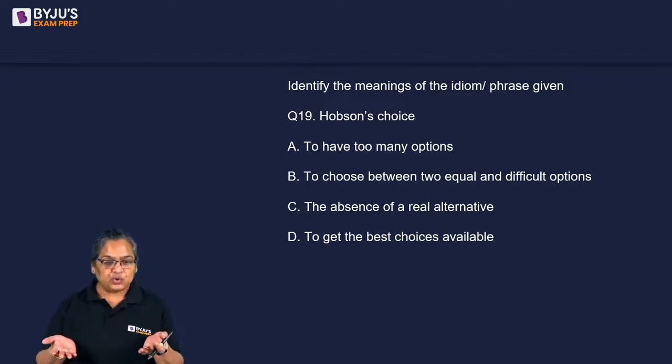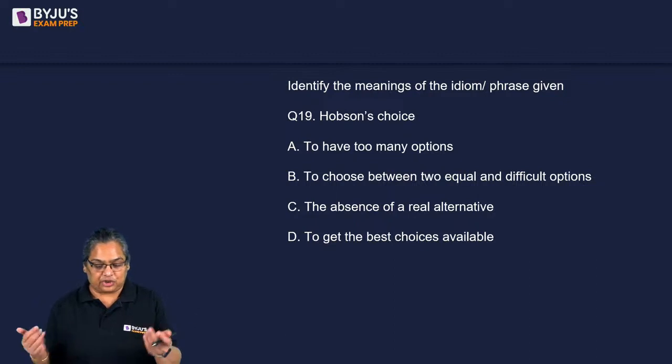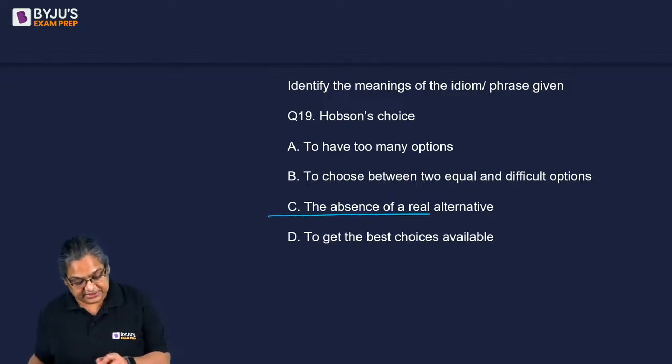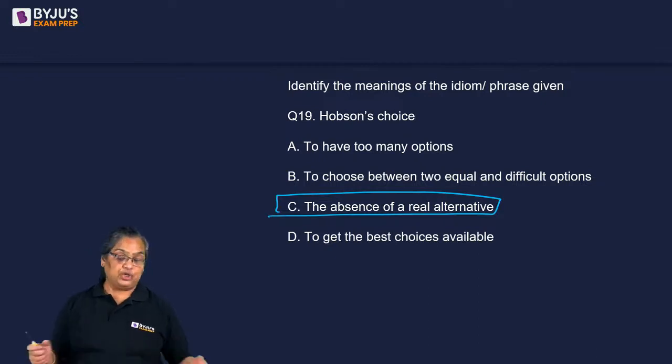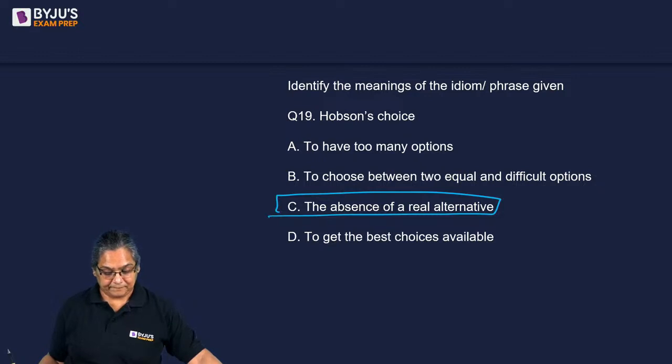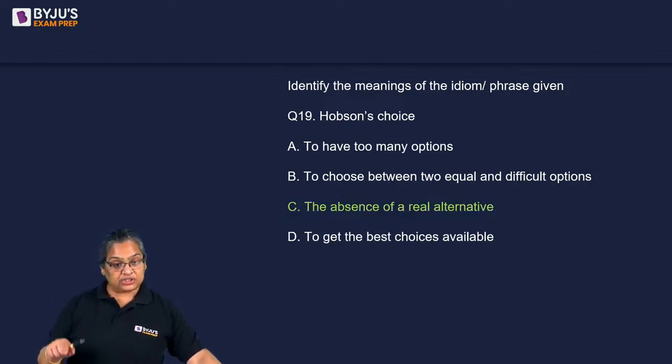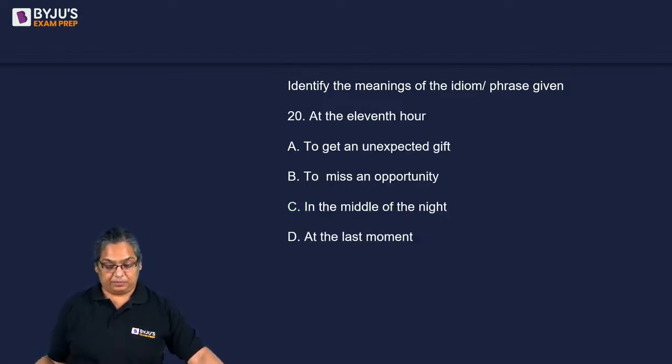So Hobson's choice is where he is not actually giving you a choice. Heads I win, tails you lose. That's Hobson's choice, because it's not a choice. It means the absence of a real alternative. It is not an actual choice. That's a Hobson's choice. Okay? To be in the horns of a dilemma is to be between two equal and difficult options.